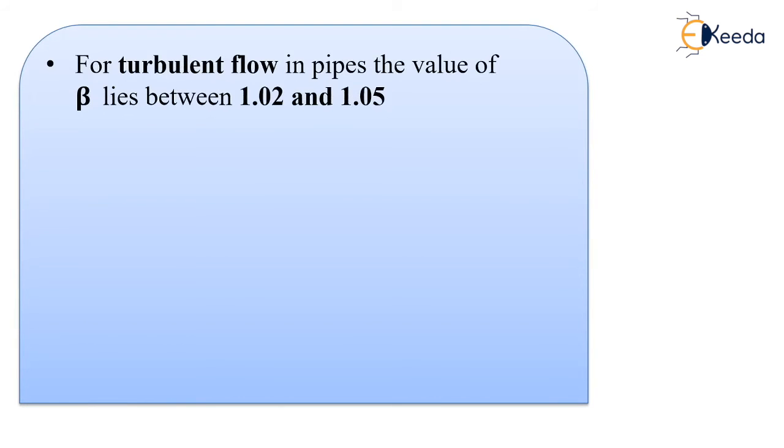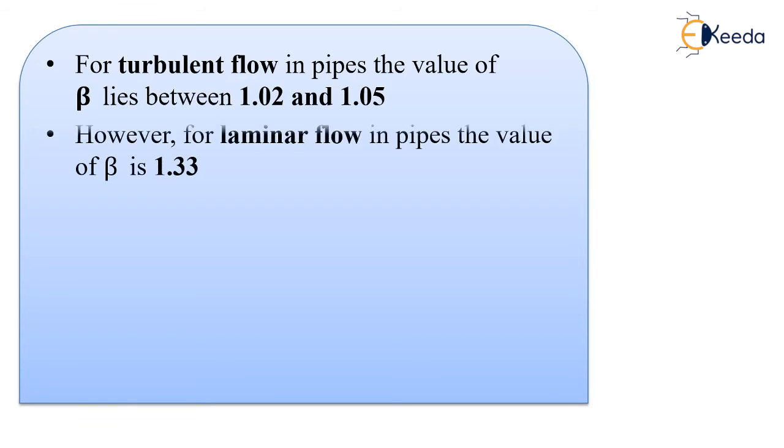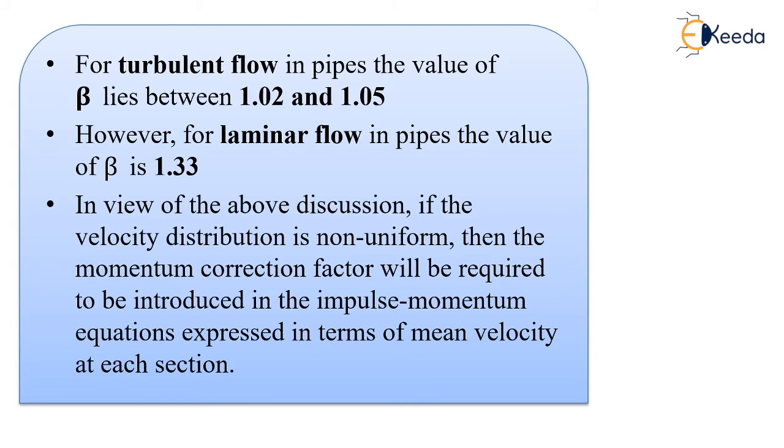For turbulent flow in pipes, the value of beta lies between 1.02 and 1.05. However, for laminar flow in pipes, the value of beta is 1.33. In view of the above discussion, if the velocity distribution is non-uniform, then the momentum correction factor will be required to be introduced in the impulse momentum equations, which are expressed in terms of the mean velocity at each section.